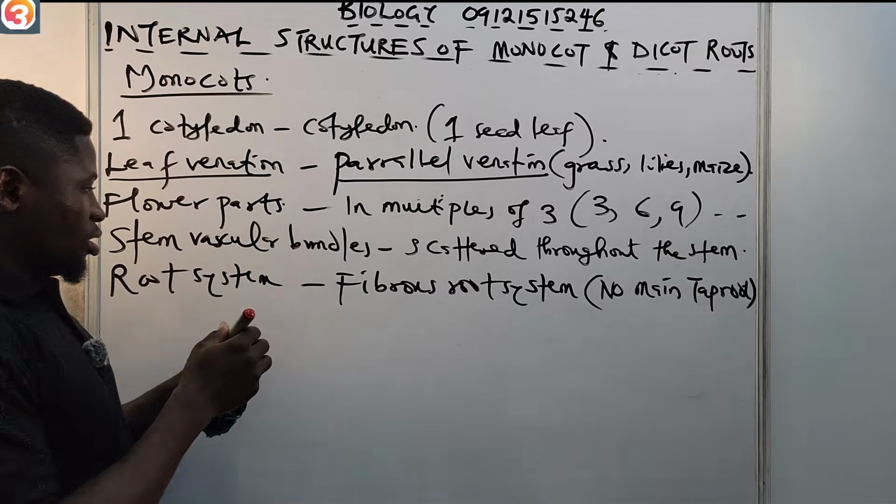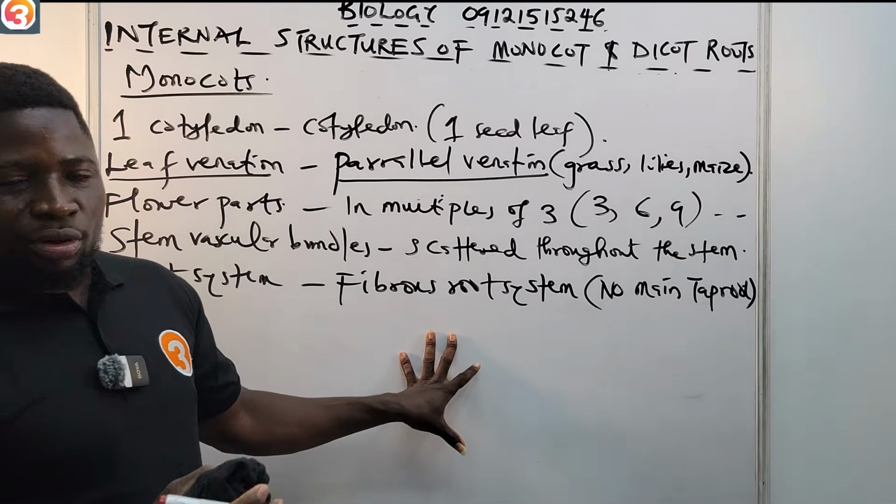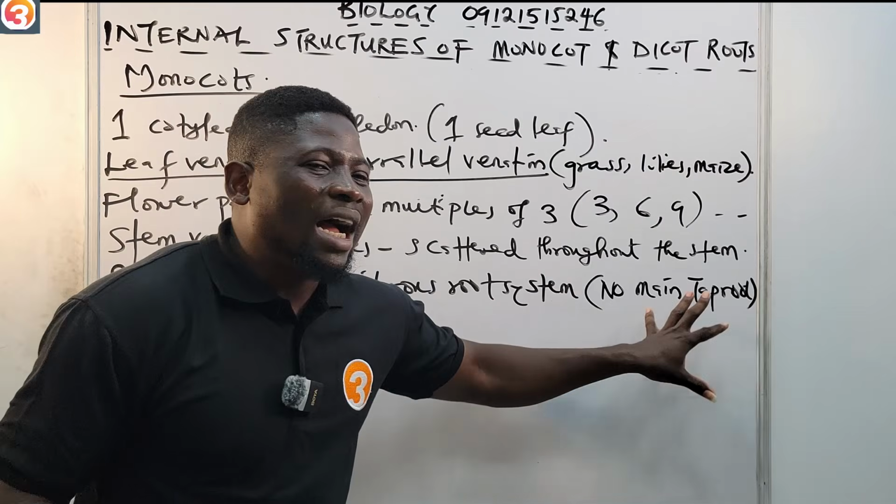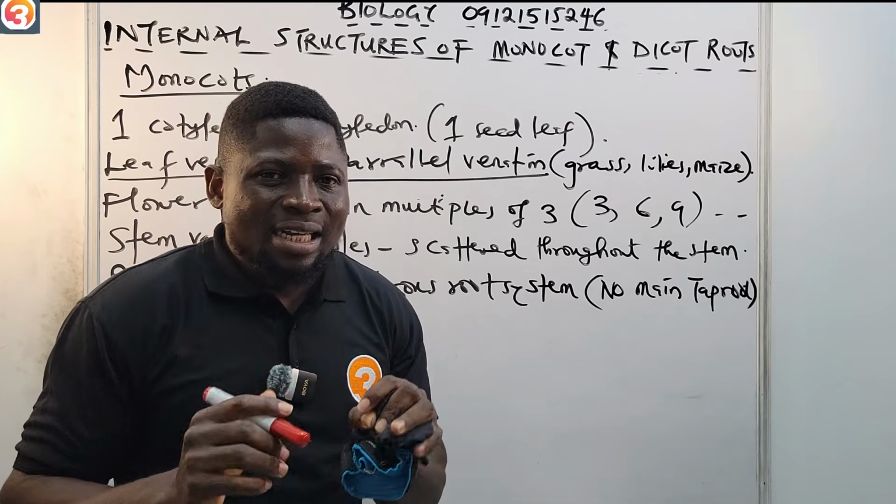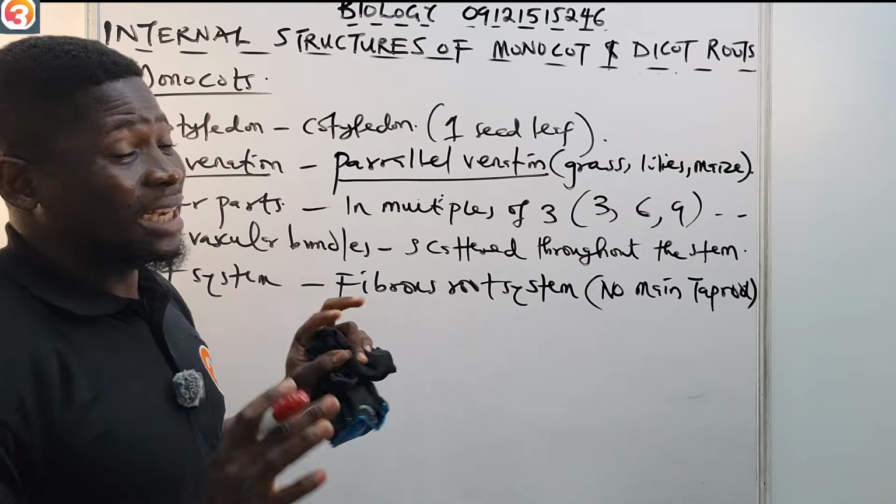So monocots, their root system is fibrous. They do not have any main taproot. This is another characteristic of monocot.